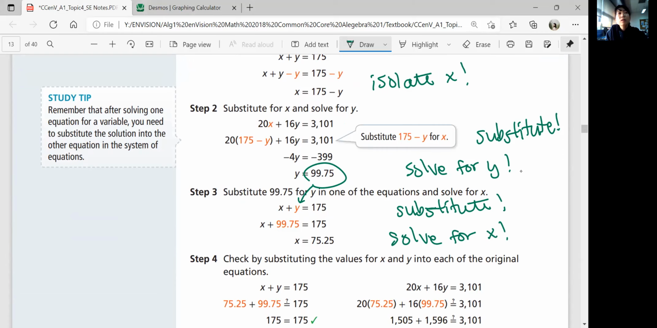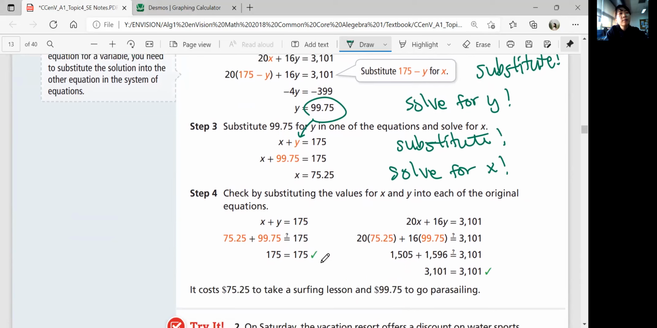You substitute until you get both values, right? And then you can check and make sure that they make sense. And they do. So your x and y are 75.25 and 99.75. And you need to remember which one represented which, so that at the end you can say, oh, surfing costs 75.25 and parasailing costs 99.75. If you just get the number and you don't know which one is which, it doesn't really help in the situation, right? If you want to go surfing, you want to know how much it costs.